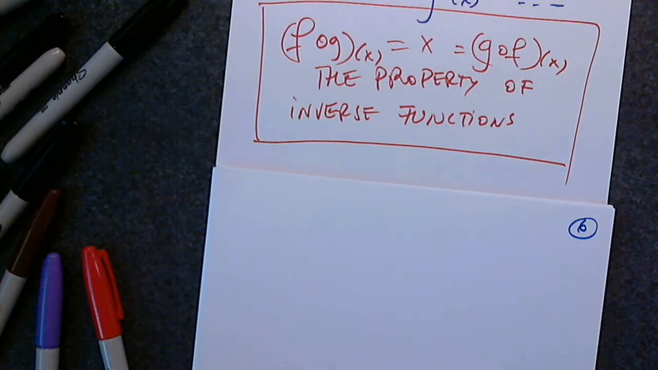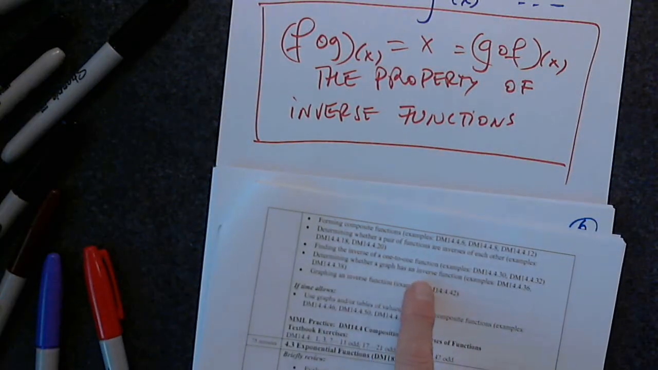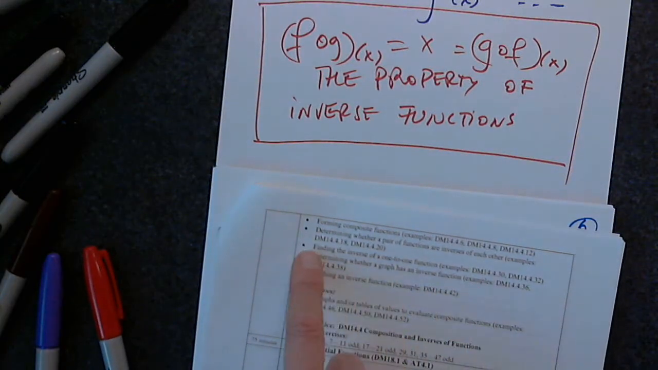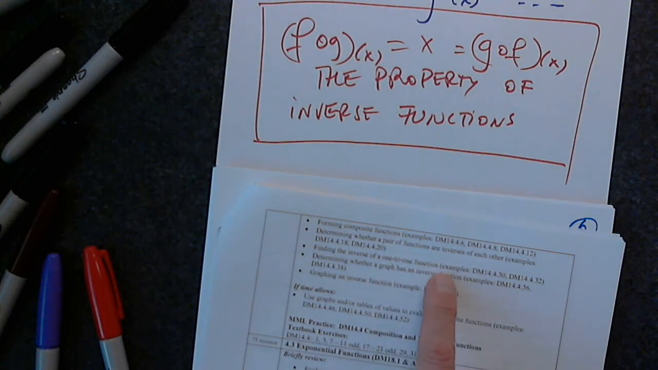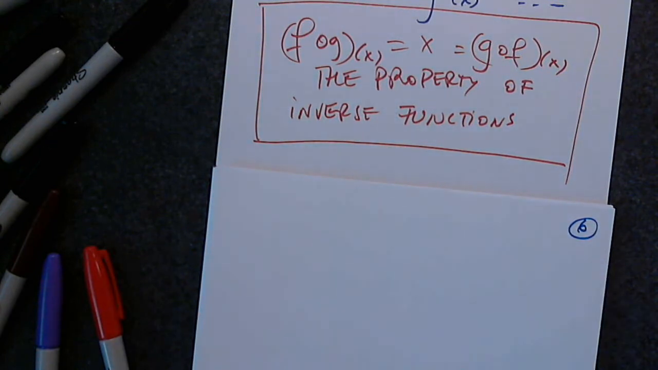Our next step is to try to find the inverse of a function, and also graph both functions, determining whether a graph has an inverse function. I have to explain that. Find the inverse of a one-to-one function in a minute. We'll talk about that. And then graphing an inverse function.